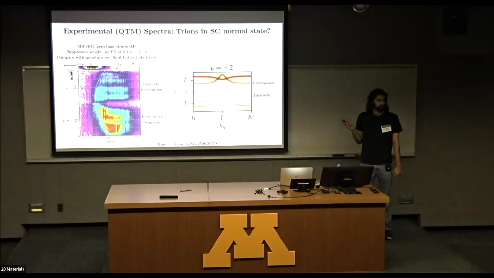But in general, there actually has to be some point in the Brillouin zone where they don't mix, and that's a result of band topology. They have different Chern numbers, the trion and the electron. What will it look like here as a spectral function? Of electrons. If you do the trion spectral function, it'll be dark here and bright here.